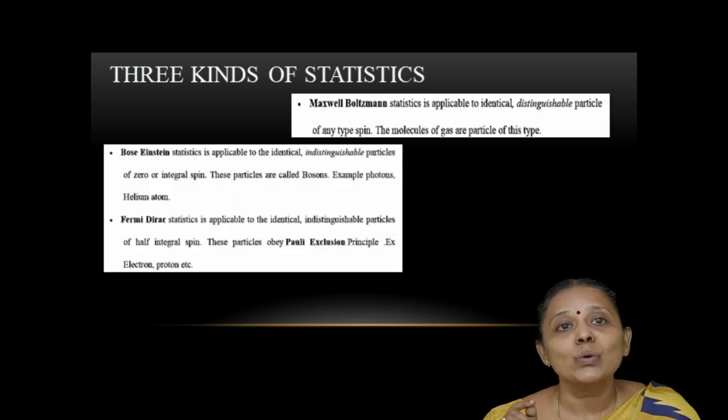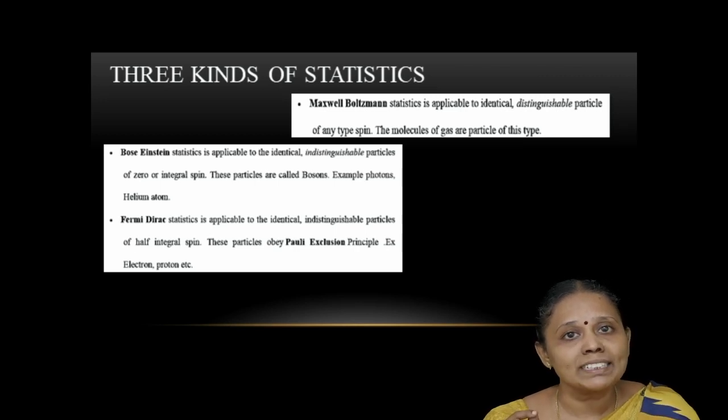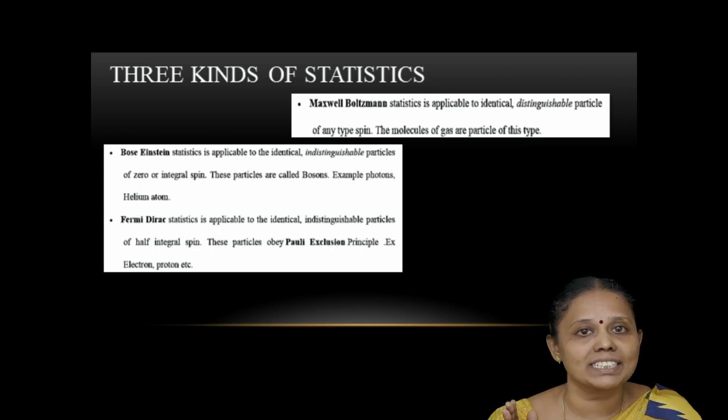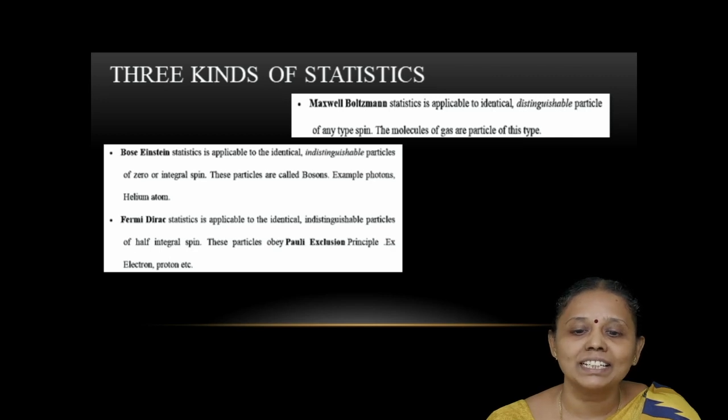Next comes quantum statistics. Among these, the first one is Bose-Einstein. Bose-Einstein statistics is applicable to identical and indistinguishable particles. Here the particles have either zero spin or integral spin. Such particles are referred to as bosons. Examples: photons, helium atoms, etc.